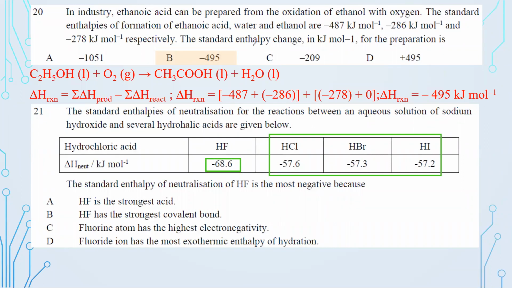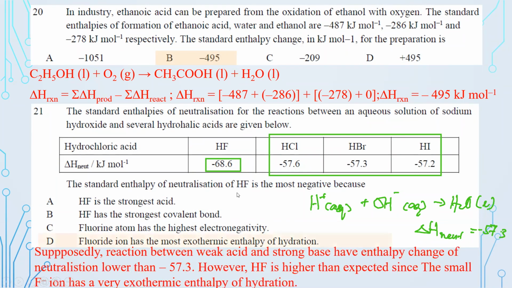We know that in the normal enthalpy change of neutralization, H+ (aq) plus OH- (aq) gives H2O. If it is a standard one, it's negative 57.3, isn't it? But in the case of hydrogen fluoride, it is very exothermic because of only one reason, which is hydration. Fluoride has the most exothermic enthalpy change of hydration. Why? Due to the small fluoride ion size. So that is why the enthalpy change of neutralization is much more exothermic than expected.